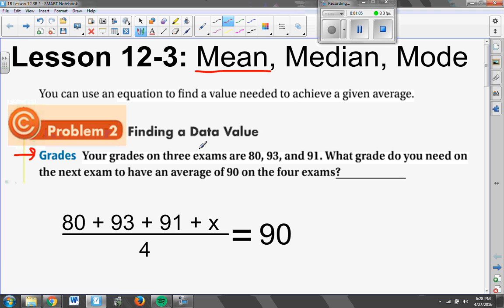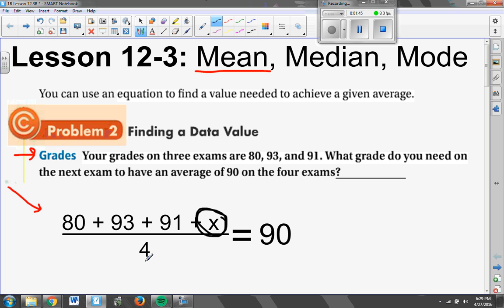Okay, so we want our average to come out to 90, and if we remember our last video, we find the mean or the average by adding up the 4 test scores and then dividing by 4 because there are 4 test scores. So I've set up this equation here where I have my 3 test scores that I already know, 80, 93, and 91, added to a missing test score, an X value test score that I don't know yet, and then divide all that by 4, and I want my average, when I do that, adding up and dividing by 4, to equal 90. So I want to solve this for X and figure out exactly what I need on this next test in order to have my average be 90.